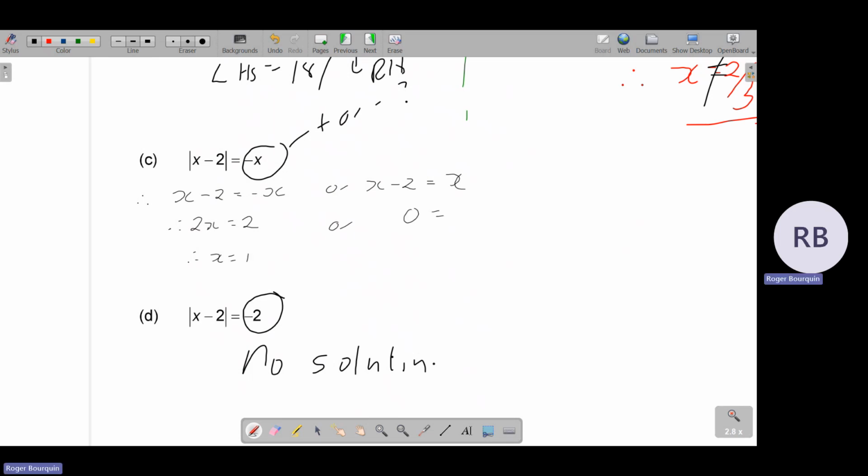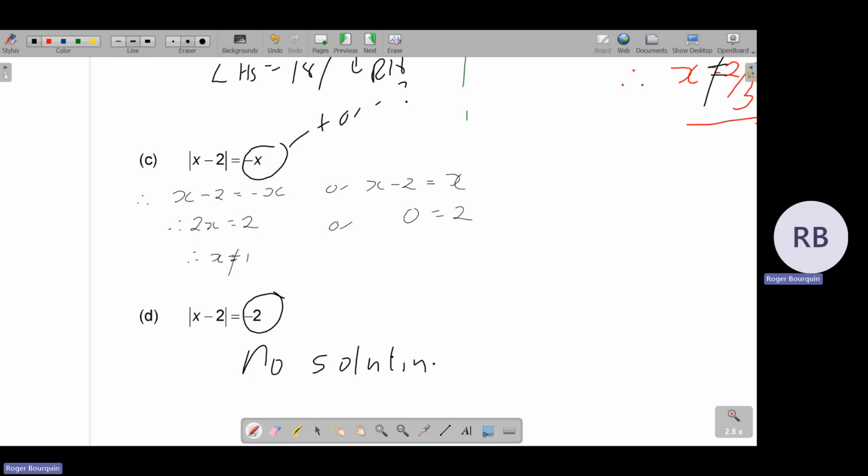Okay, so we need to look at this weird situation here. If you end up with an equation like this, are you happy that x minus 2 is negative x, or x minus 2 must be x? Solving the left-hand side, I get 2x is 2 and x is 1. Does 1 work, first of all? If I sub in 1, what do you get? You get 1 minus 2, which is negative 1. What's the absolute value of negative 1? And the right-hand side is?